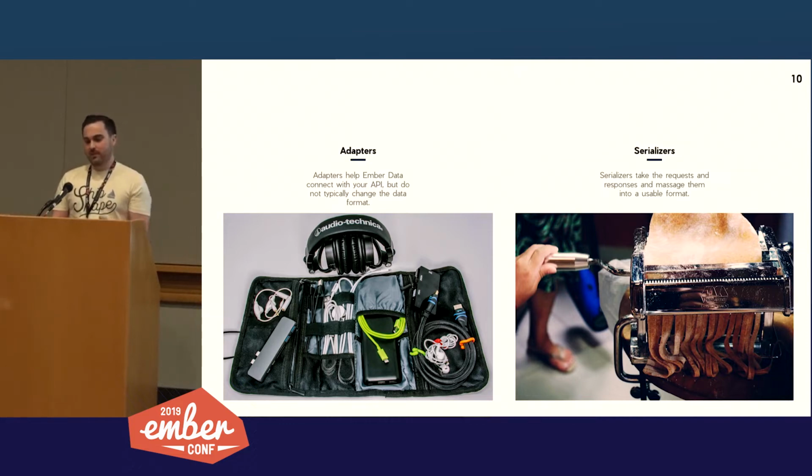And on the flip side, a serializer is like this pasta maker. So it takes in dough on one side, and it outputs this usable pasta in the format you would want to eat later. So a serializer does that with your data, and it takes it in, and you can change it to look like JSON API for Ember Data, and then change it back to whatever format your backend might need.